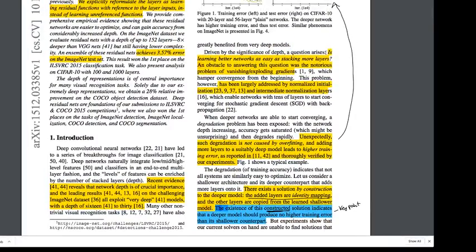So it brings up this question right here, and they explicitly lay out this question. Is learning better networks as easy as stacking more layers on top of each other? So people have been doing well with depth. Can we just stack a ton of layers on top of each other, and is that just going to do that much better?